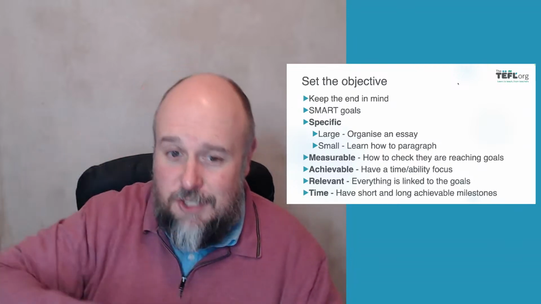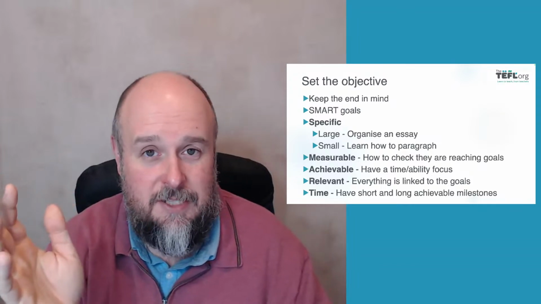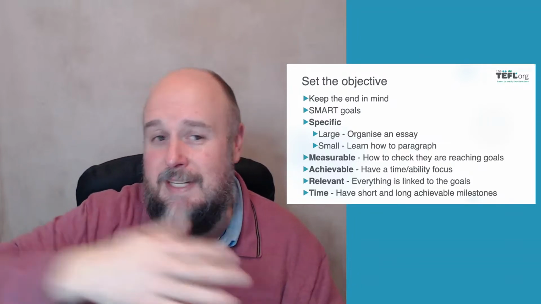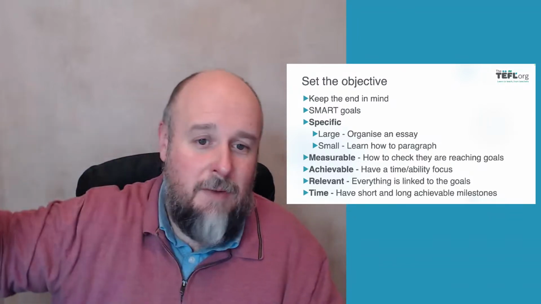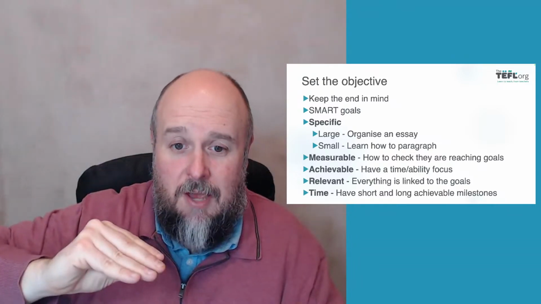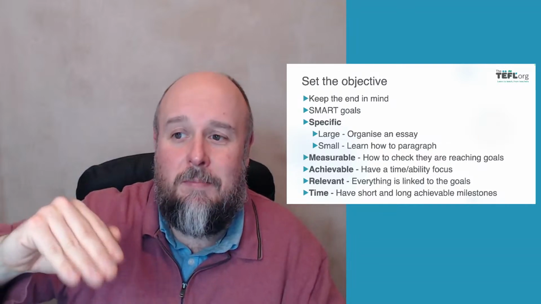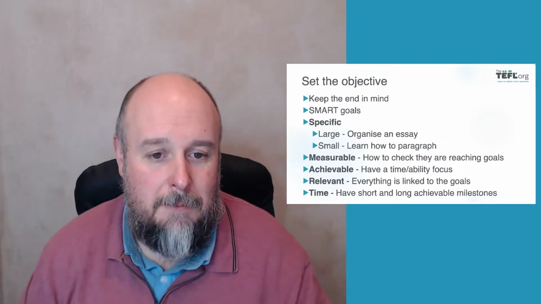And then have different short and long achievable milestones in time. So within 10 weeks, 10 lessons, yes, you might be able to get them up to Cambridge Advanced. But short term, you've got to say, right, okay, look, you're going to be able to do paragraphs by the end of the first lesson, whatever it might be.